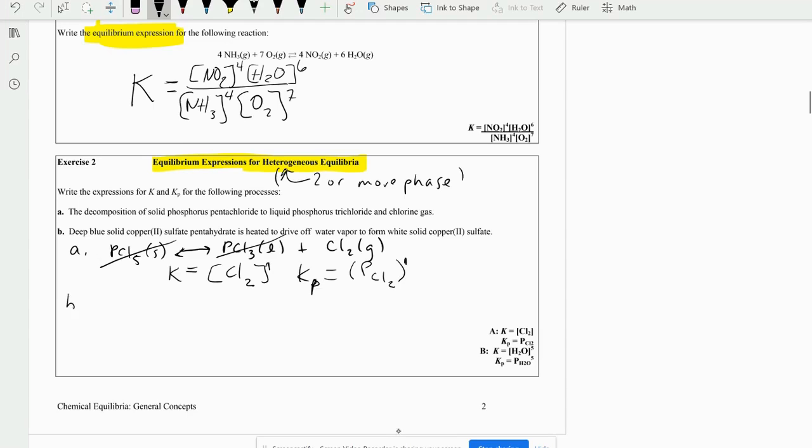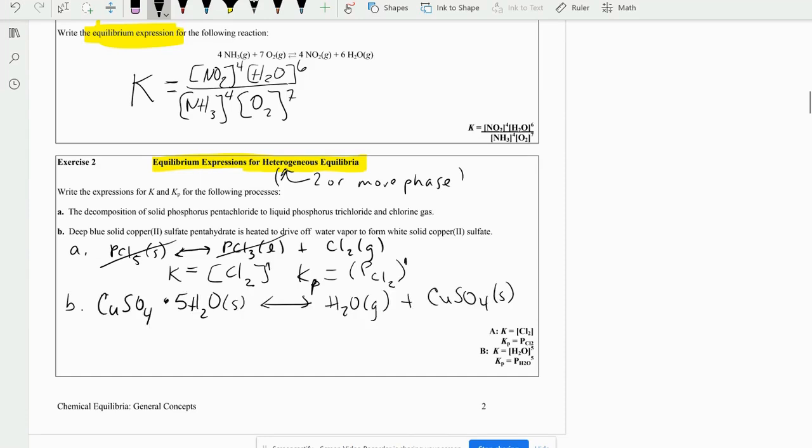Now let's do B. Deep blue solid copper 2 sulfate pentahydrate is heated to drive off water vapor to form white solid copper 2 sulfate. Again, you need to know how to write formulas. You need to know how to balance equations. Super important here. If you need to, put me on hold and write this reaction on your own and balance it to see if you got what I got.